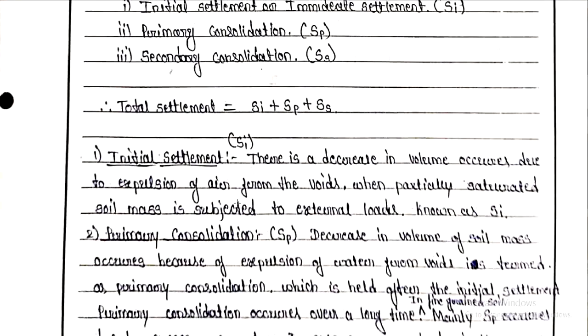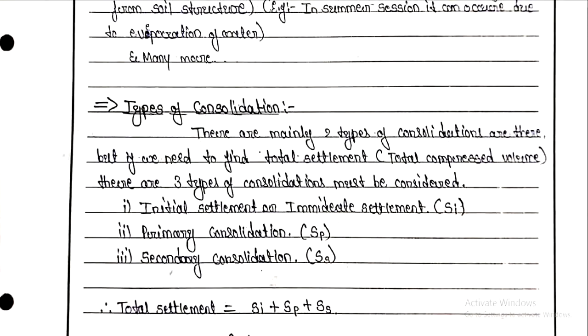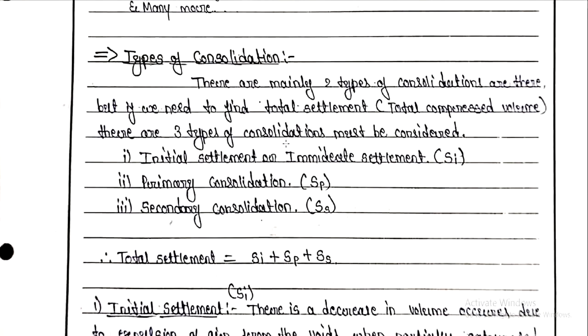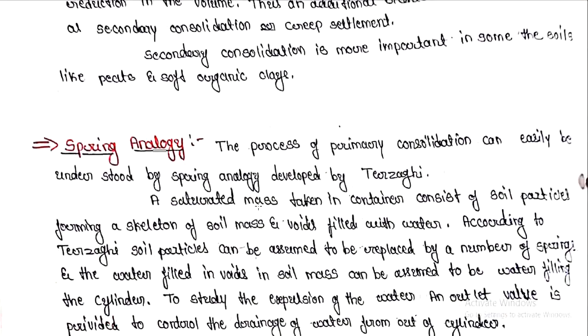Next you can see types of consolidation. Actually there are two types of consolidation, primary consolidation and secondary consolidation. In case of settlement there are three types: initial, primary and secondary. But in case of types of consolidation there are two: primary and secondary.